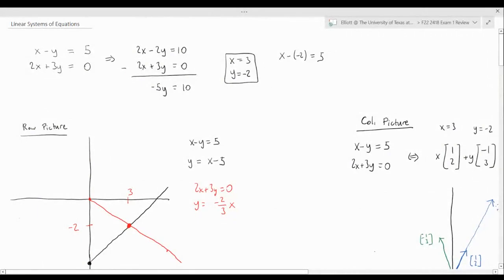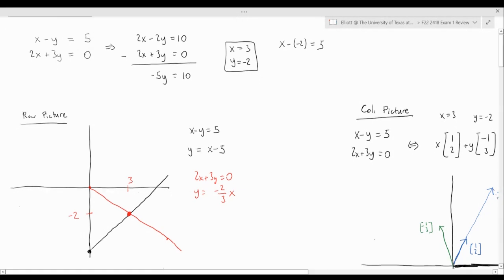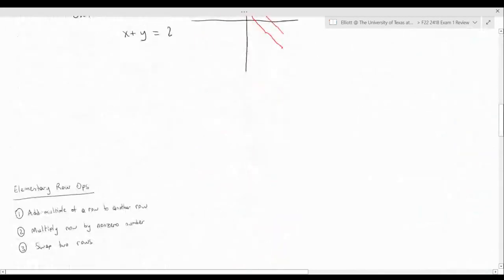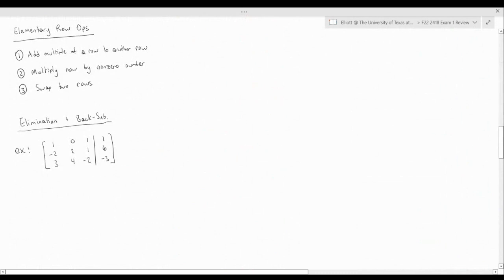And so multiplying a row by a non-zero number just corresponds to multiplying an equation on both sides by a non-zero number, okay? For instance, how we took the first equation and multiplied it on both sides by 2, that would be equivalent to multiplying one of the rows by a non-zero number. The third type of elementary row operation is swapping 2 rows, and that's just the idea that changing the order of your equations has no effect on the solutions, okay?